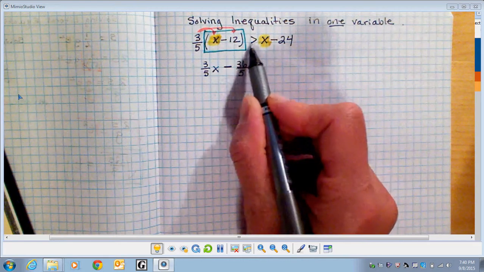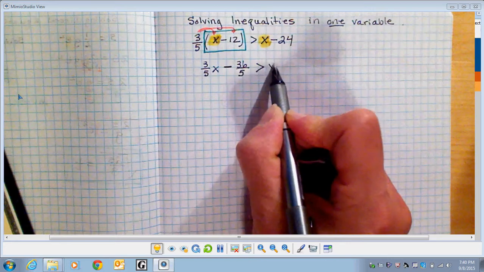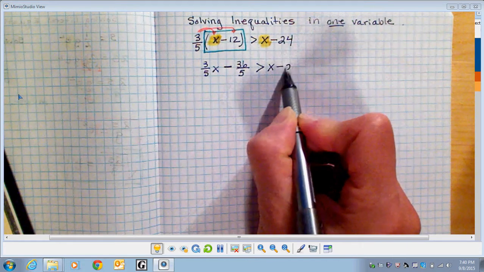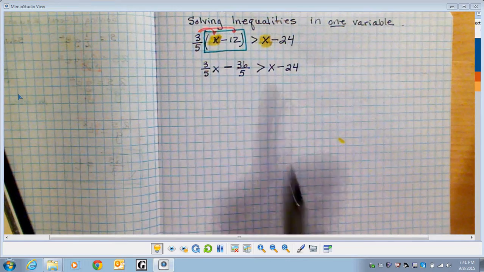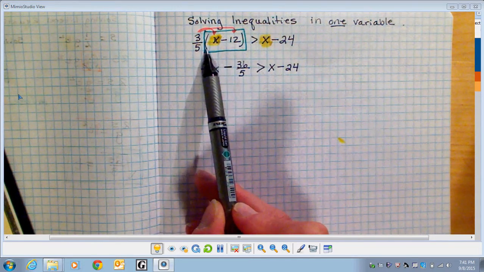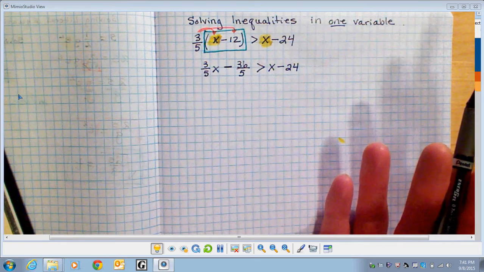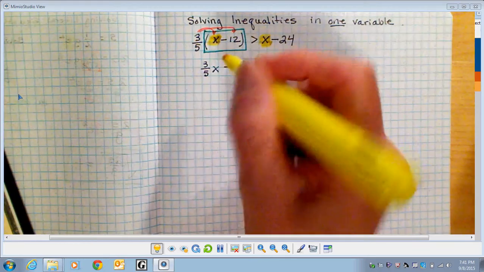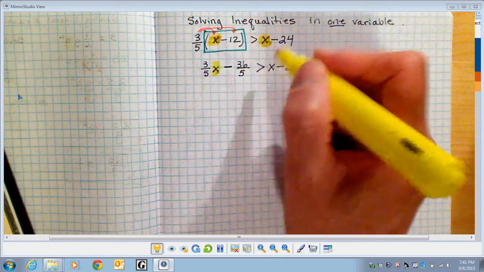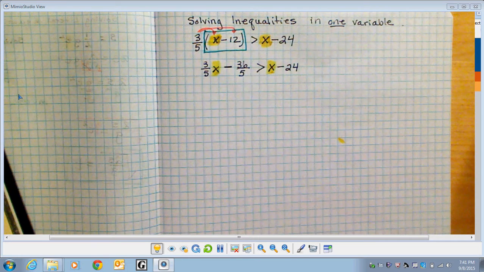Haven't done anything from one side to the other, so that's still going to be greater than x minus 24. Okay, so notice once I distribute, that parentheses goes away. We don't need the grouping anymore. But I still have x on both sides of my inequality. I have an x here, and I have an x here. So I need to get them together.